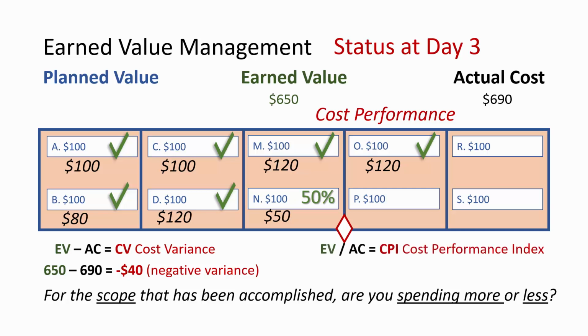The cost performance index shows how close we are coming to our estimates. Divide earned value by actual cost to get the CPI. Here, our CPI is 0.94. CPI less than 1 is overrunning the cost baseline.